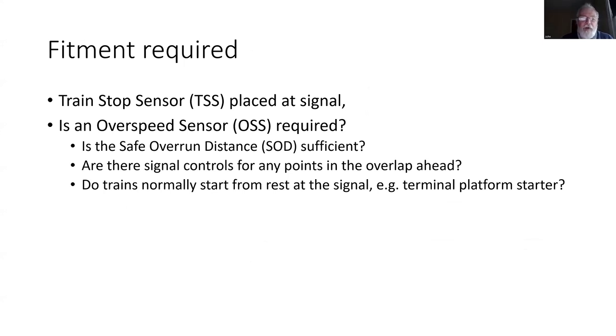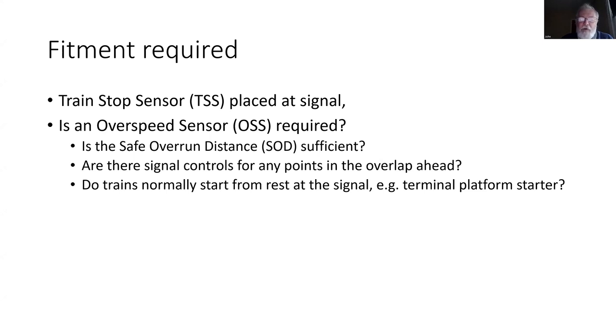It then looked to see whether an overspeed sensor was also required. Was the safe overrun distance, the SOD, sufficient that a train approaching at the permitted speed would actually stop if it was tripped at the signal before it reached the point of conflict? This often can occur, particularly if the reason for the fitment is because the points are in the overlap of the next signal.